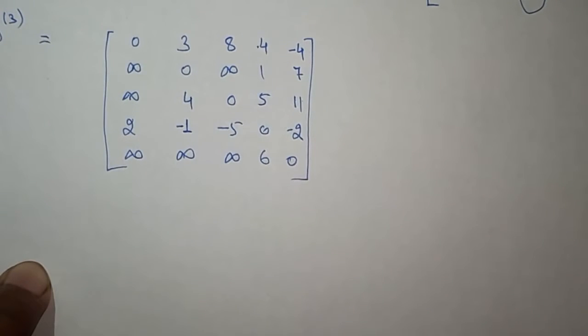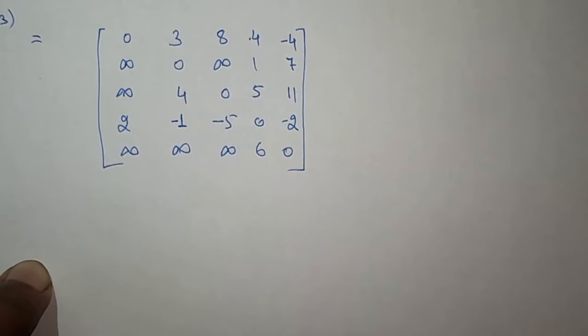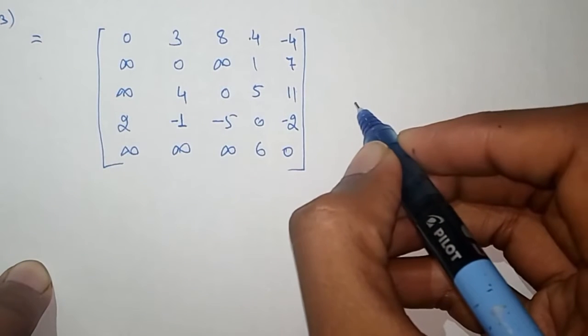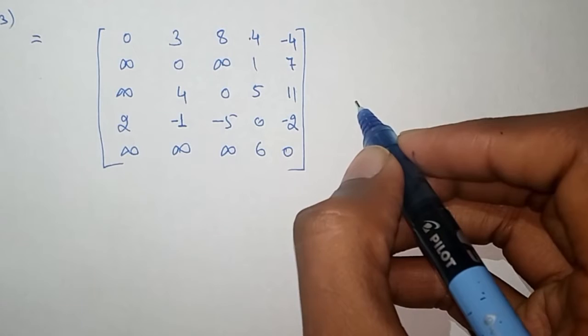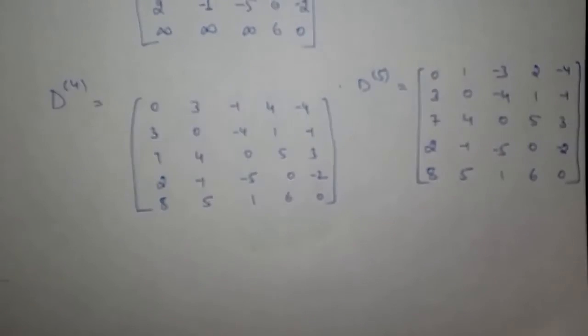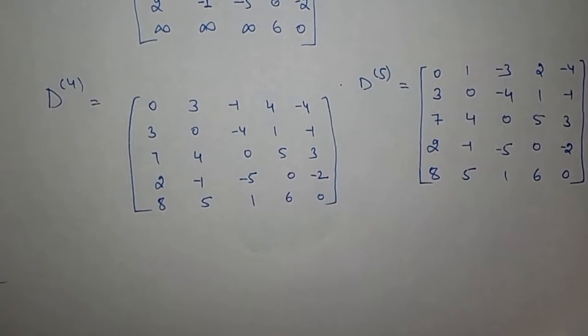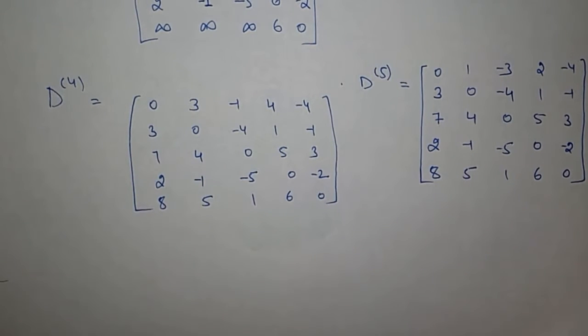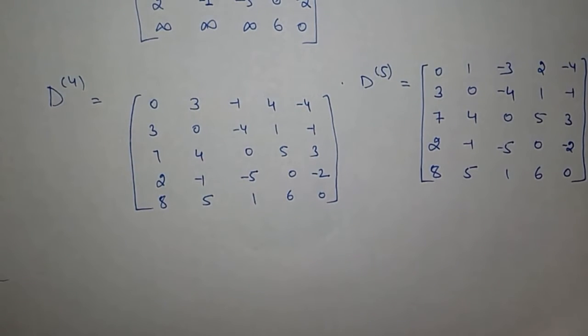Now the D4 matrix can also be found by using the same trick, and you can do it on your own. I am showing you the answer for the D4 and D5 matrices. The answers for the D4 and D5 matrices are shown in the video, so you can check this by doing it on your own. If you have any problem, then you can comment below in the comment section.